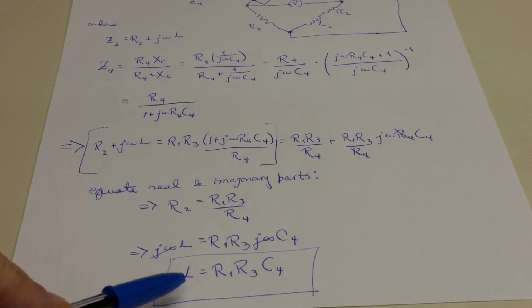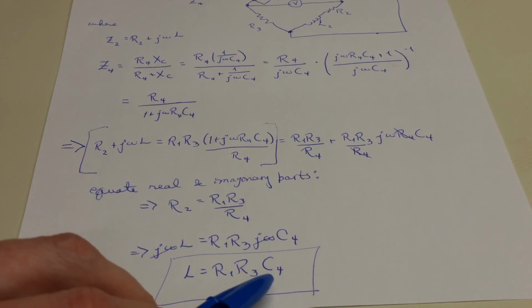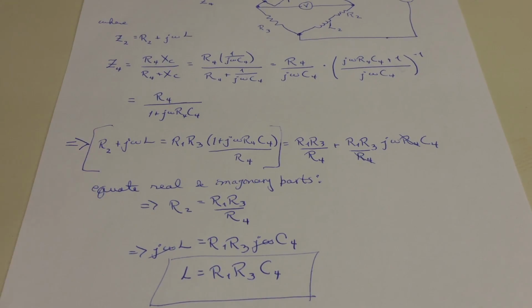When you do that, you find, without too much trouble, that L is equal to R1, R3 times C4. So that's a very simple expression. If you know R1 and you know R3 and you know the capacitor, then you can compute the inductance of that circuit. So the big question is, how does this work in practice? Can I just throw this together on the bench and measure unknown inductances? Well, let's see if we can demonstrate it.